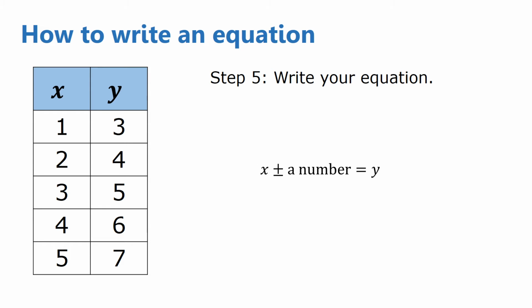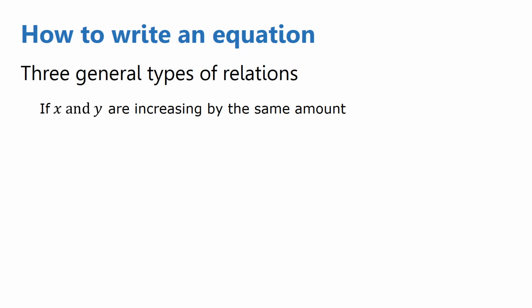Step 5 is to write your equation. For this table of values, x plus 2 equals y. So if you have the relation x and y increasing by the same amount, we know that it will follow the format x plus or minus a number equals y.